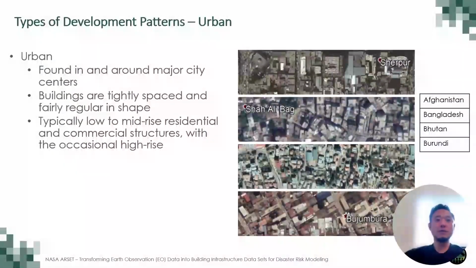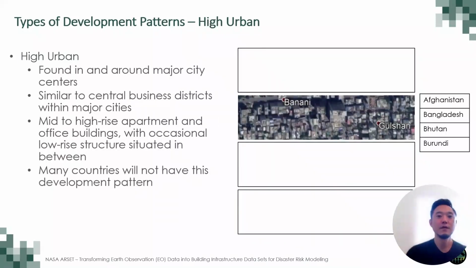Next up, we have the urban development patterns. These are exactly how they sound. They're found in and around the major city centers. Space is limited, so buildings are pretty tight, and they're fairly regular in shape, just to fit within the block. You'll typically see these as low to mid-rise residential. This is where you start seeing a lot of the commercial come in, with the occasional high-rise office building or apartment structure.